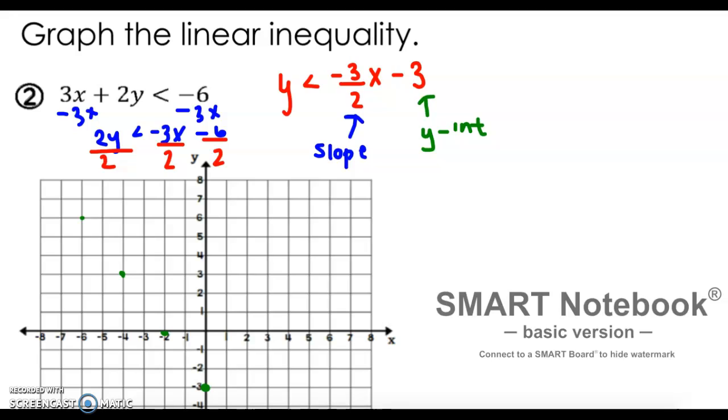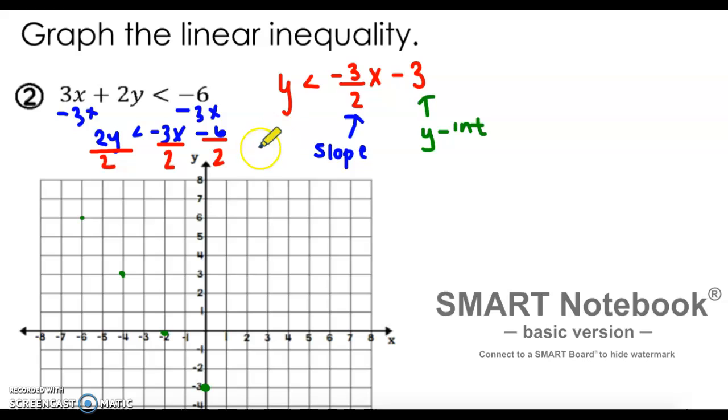So the first thing we need to do is take that 3x and move it to the other side. So we need to subtract 3x from both sides of the inequality. When we do that, we get 2y is less than -3x minus 6. And we're super close, but we have 2 times y, and we just want y. So the inverse of multiplying by 2 is dividing by 2. So we're going to divide every single term in the inequality by 2.